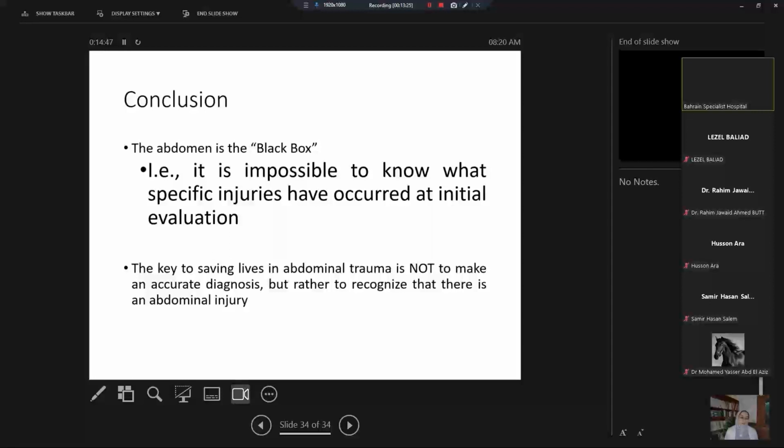So in conclusion, what we need to say is that the abdomen is the black box. So it is impossible to know what specific injuries have occurred at initial evaluation. The key here to saving lives in abdominal trauma is not to make an accurate diagnosis, but rather to recognize that there is an abdominal injury.